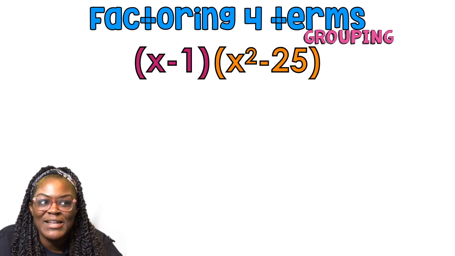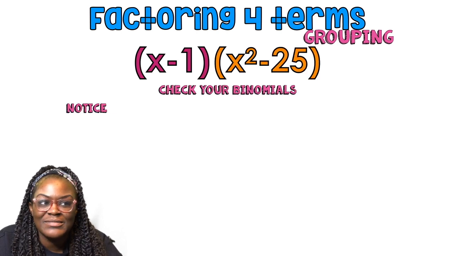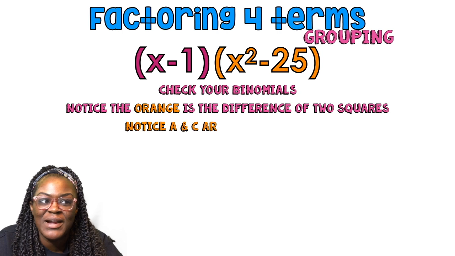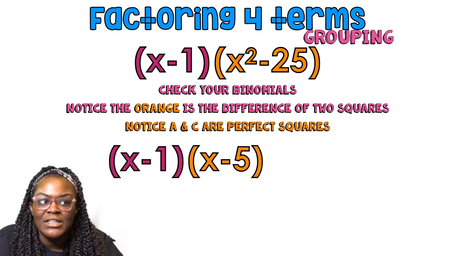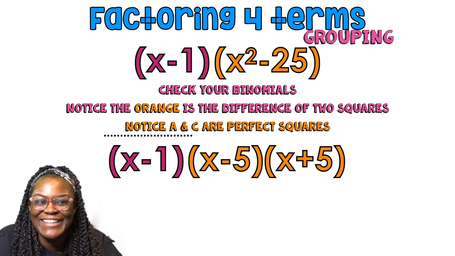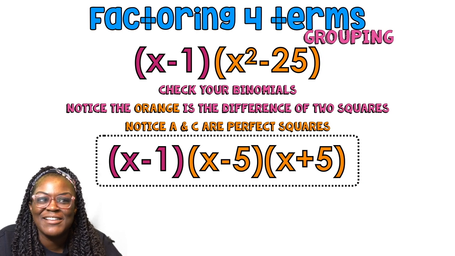We know that x squared minus 25 is the difference of two squares, so literally the same slide. I didn't even change them, I just copied it. Hello?